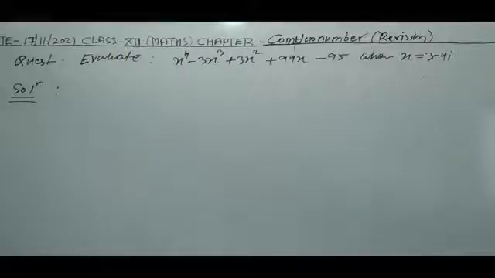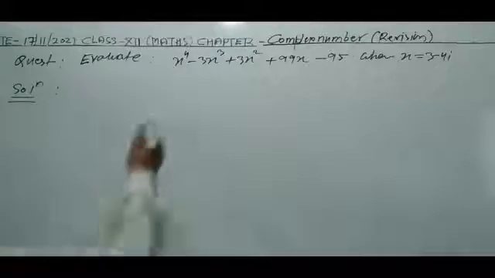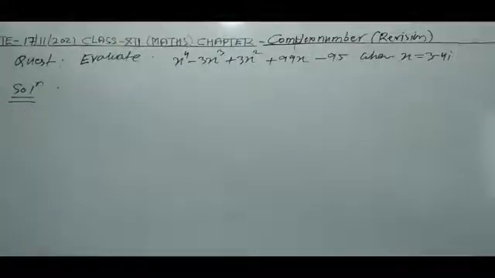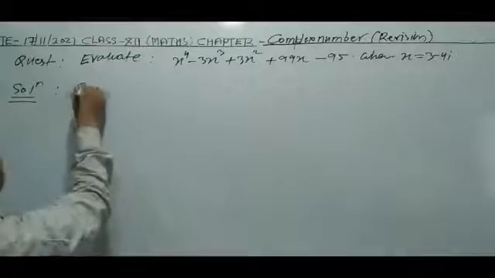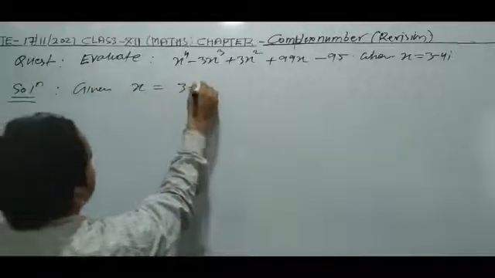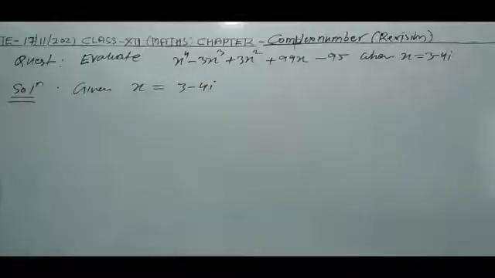We have to evaluate x to the power 4 minus 3x cube plus 3x square plus 99x minus 95 when x is equal to 3 minus 4i. The given value is this. So first of all, given x is equal to 3 minus 4i.